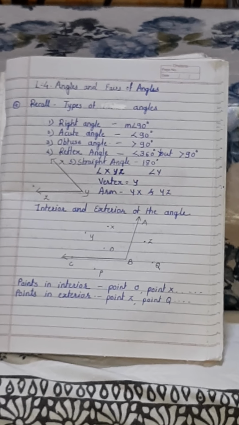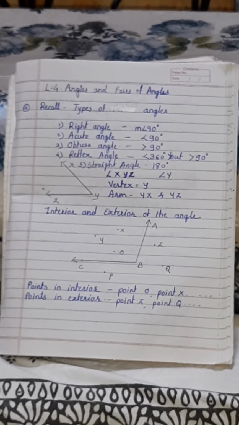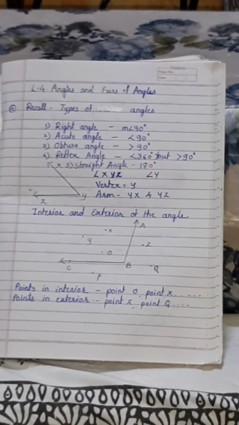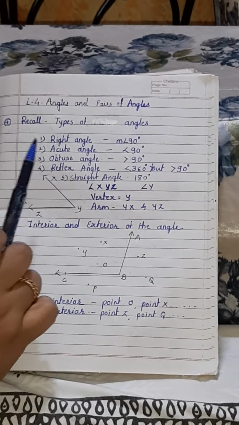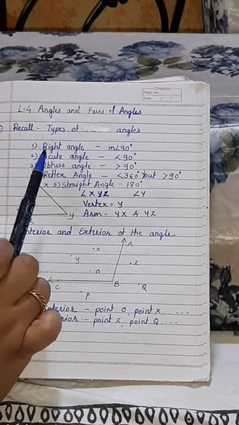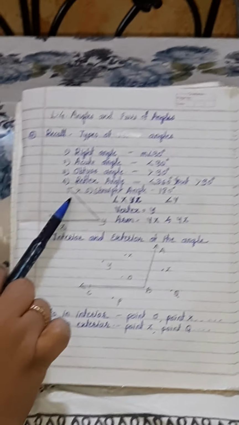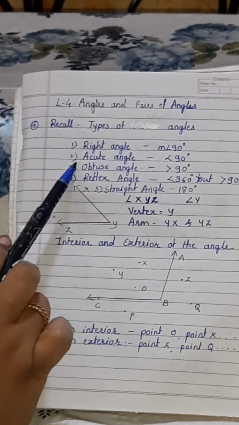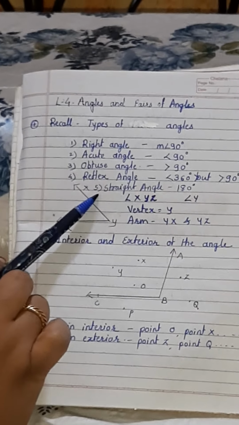Good morning, students. Today we are going to start lesson number 4, angles and pairs of angles. So for that we recall some types of angles. Here are the different types of angles we have studied in standard 6th. That is right angle, acute angle, obtuse angle, reflex and straight angle.